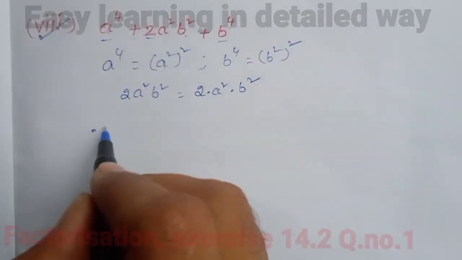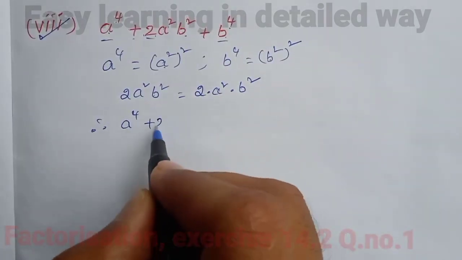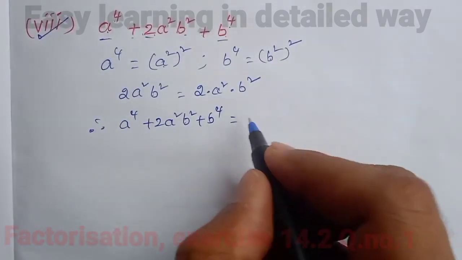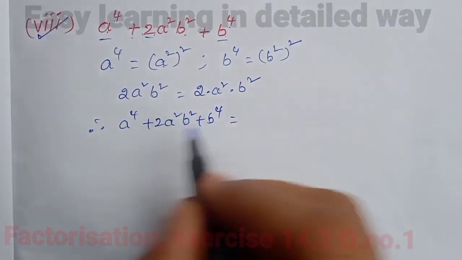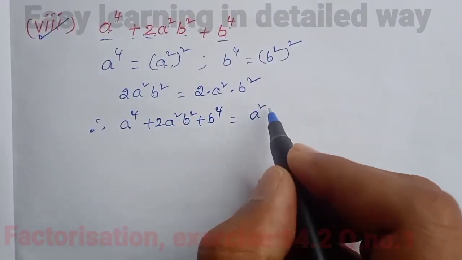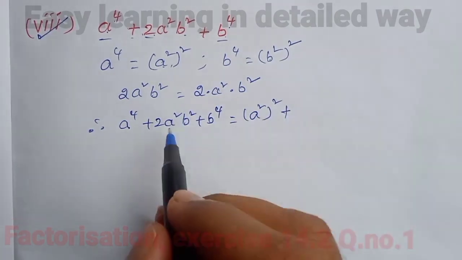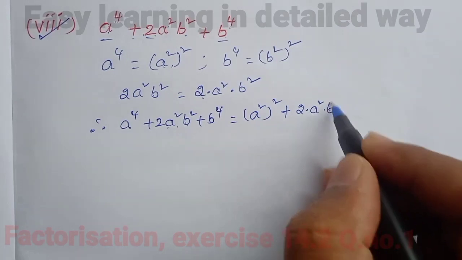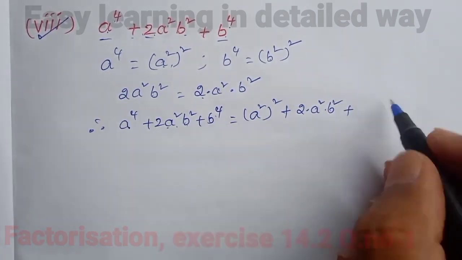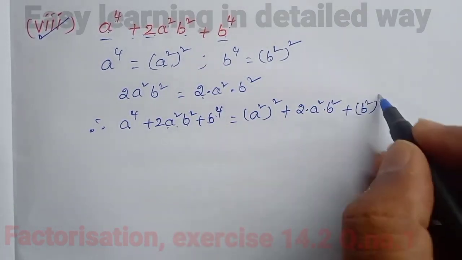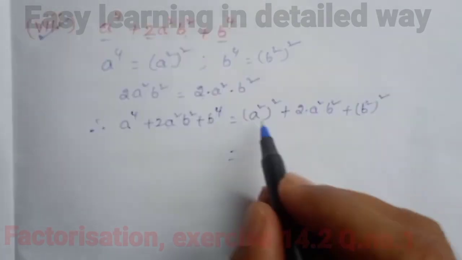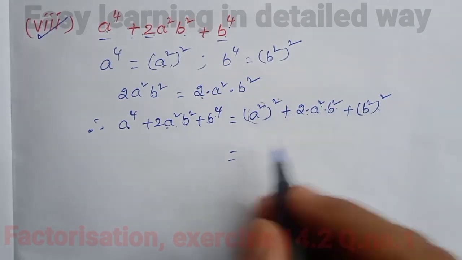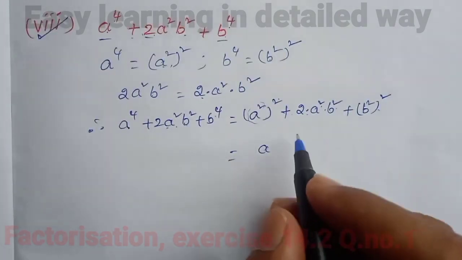So therefore, see, a to the power of 4 plus 2 into a square into b square plus b to the power of 4 is equal to what? See, a to the power of 4 is a square whole square, plus 2a square b square is 2 into a square into b square, and b to the power of 4 is b square whole square. See, this is of the form, let this be a square plus 2ab plus b square. So then it is a plus b whole square.